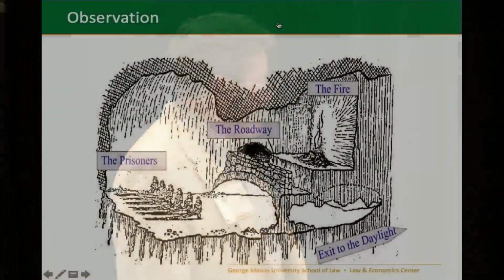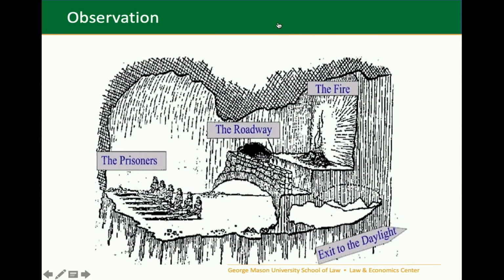Let's talk about observation. I believe one of the implications of Plato's Republic, he talks about these prisoners, right? They're down here in the lower left. They're chained in position. They can't even move their heads. And behind them is a roadway, the roadway of life. People are coming and going back and forth. And behind them is a fire that provides light. The fire illuminates the people on the roadway, and those people cast shadows. Well, these prisoners are there so long that, as far as they're concerned, the reality is just the shadows.